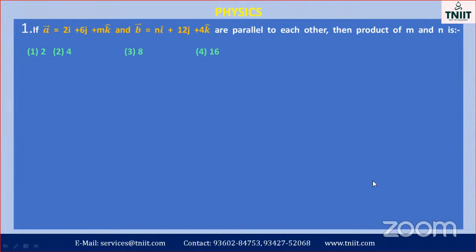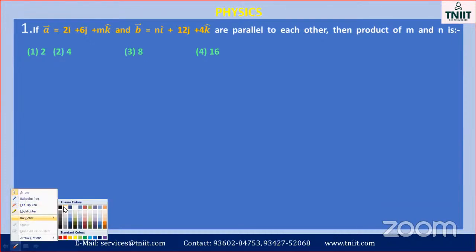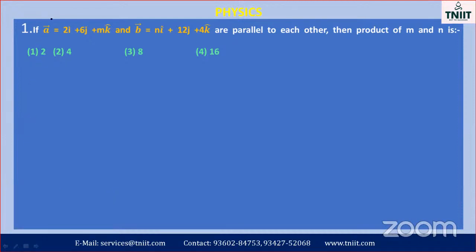How many vectors they have given? They have given two vectors. One is A vector. The other one is B vector. Now the condition is that they are parallel to each other. Then what is the value of the product of M and N? The product of M and N they are asking.